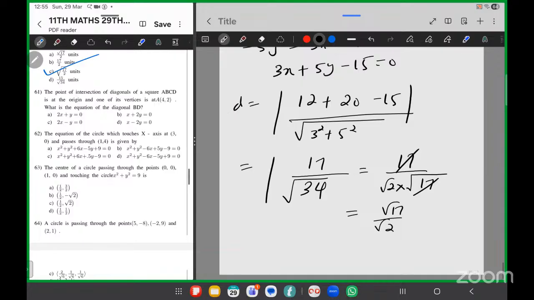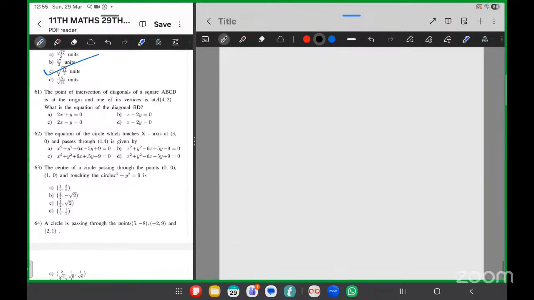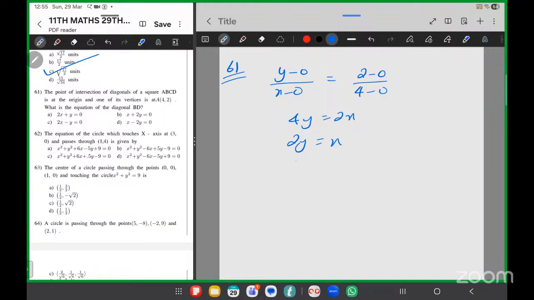Question number 61. The point of intersection of diagonals of a square ABCD is at the origin, and one of its vertices is 4 comma 2. What is the equation of the diagonal? That means y minus 0 by x minus 0 is equal to 2 minus 0 divided by 4 minus 0. So 4y equal to 2x. So 2y equal to x. So x minus 2y equal to 0. Option D.